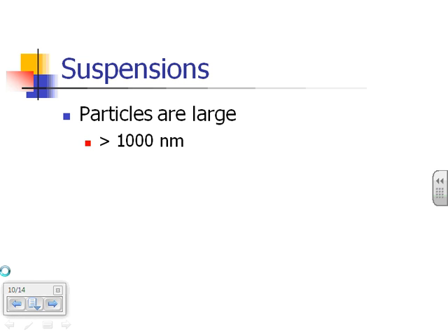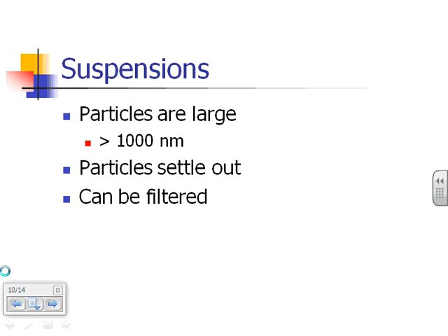Let's take a look at the particles of suspension. They're going to be large, greater than 1,000 nanometers in size. Particles will also settle out. If you have a suspension, for example, dirt and water, the particles will settle out over time. They can also be filtered because the particles are so large.